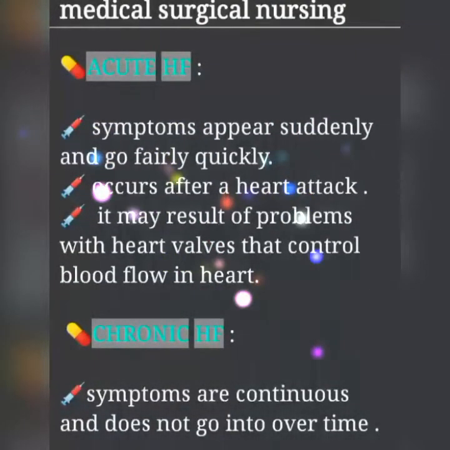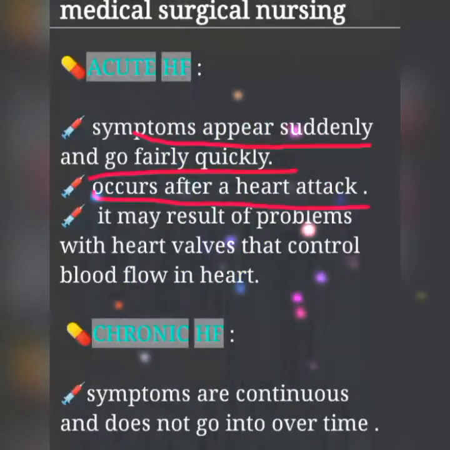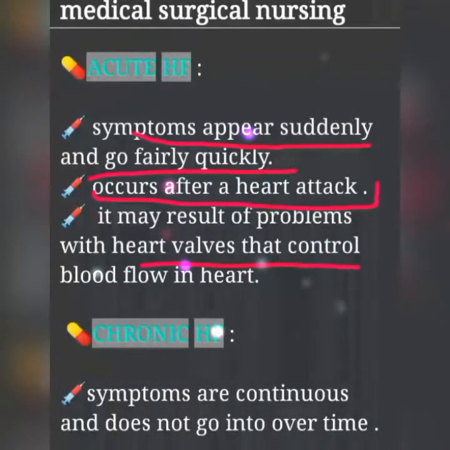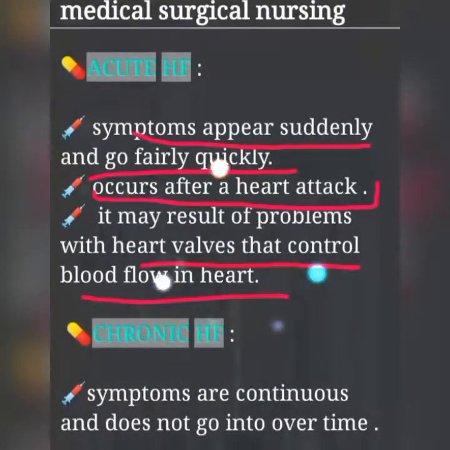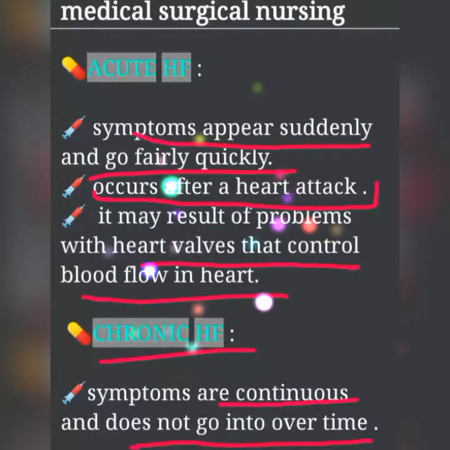In acute heart failure, the symptoms appear suddenly and go away fairly quickly. It occurs after a heart attack and it may result from a problem with the heart valves that control the blood flow in the heart. So, it is a very serious condition, but not as serious as the chronic condition. In chronic heart failure, symptoms are continuous and do not go away over time.